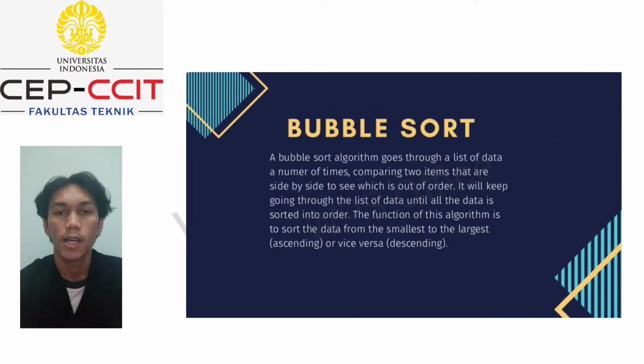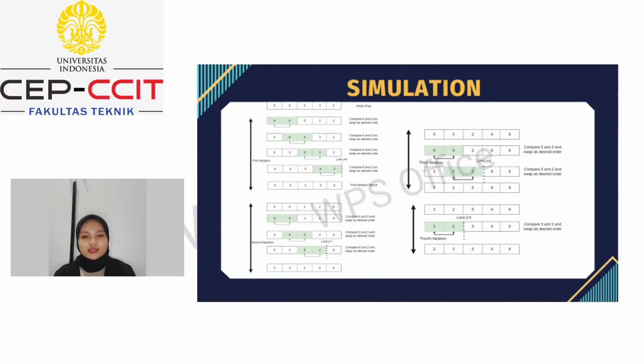Bubble sort. A bubble sort algorithm goes through a list of data a number of times, comparing two items that are side by side to see which is out of order. It will keep going through the list of data until all the data is sorted into order. The function of this algorithm is to sort the data from the smallest to largest, or ascending, or vice versa, descending. This is a simulation of bubble sort in ascending order.